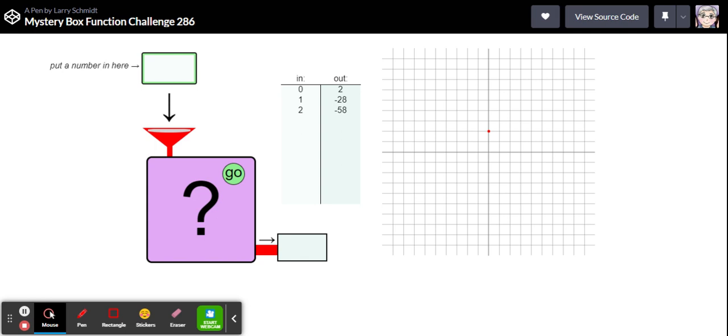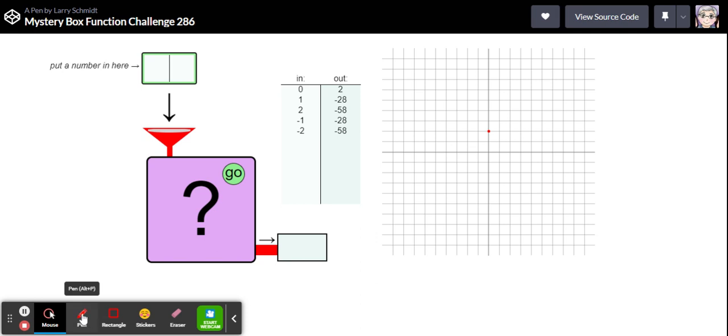Let's look at negative numbers here. Aha, so negative 1 is negative 28, and negative 2 is negative 58. So we don't have much to go on visually here, but what do these numbers tell you? Have you got a hunch about what kind of a function this is?